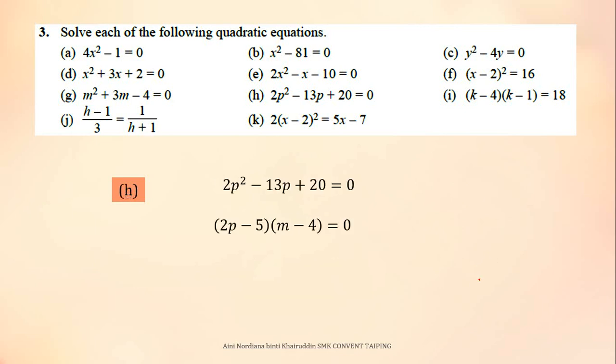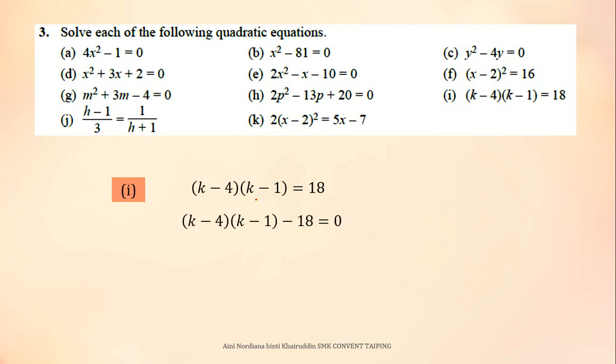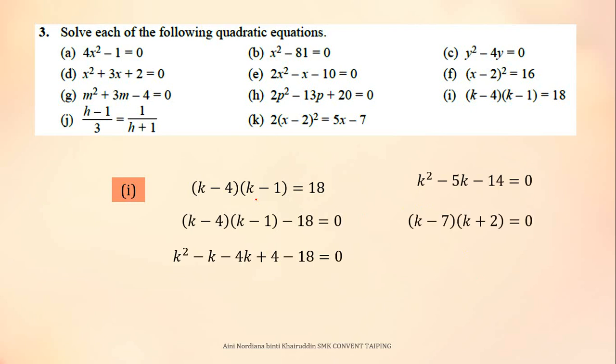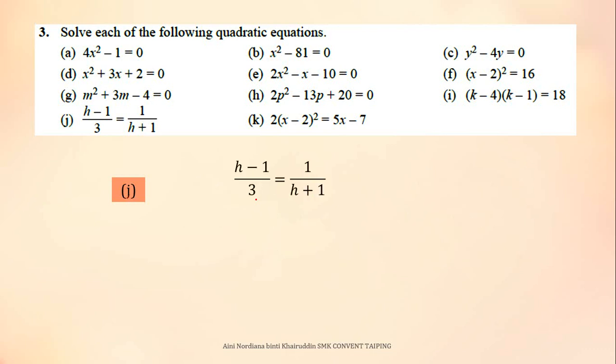H, I, you have to expand this first and then write in a general form. Then only you can factorize and get the answer. The values of k are 7 and negative 2. So this is the answer for J.